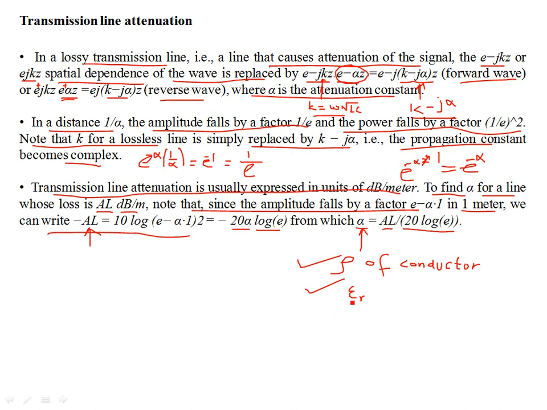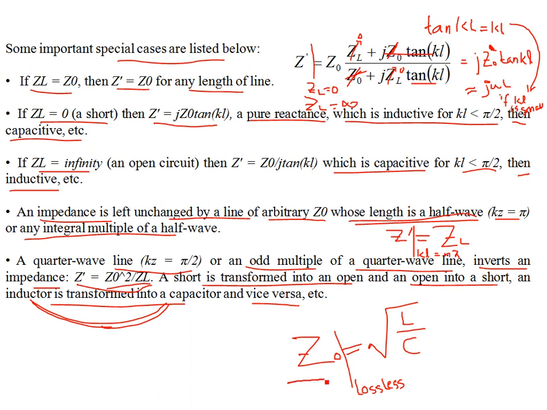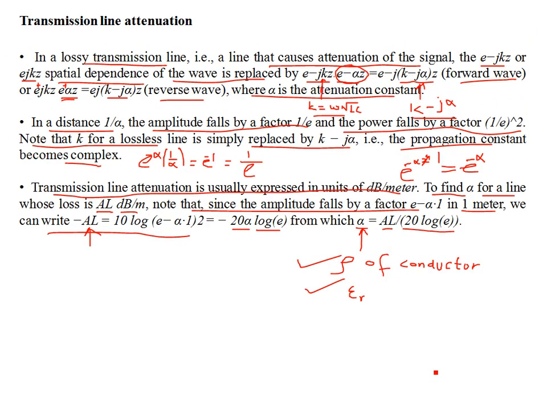If the transmission line is lossless, then your characteristic impedance, or the natural impedance, is real, and that is √(L/C), which also has a real propagation constant k, the wave number, which is 2π/λ. And as this alpha increases, you have more attenuation per unit length, right? And this is expressed in dB per meter.